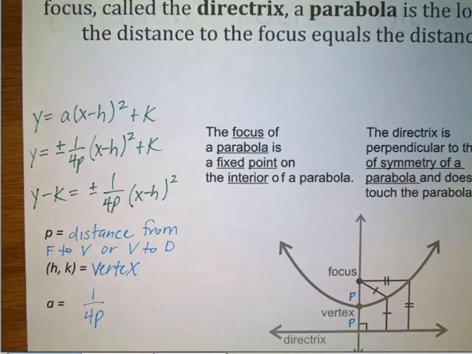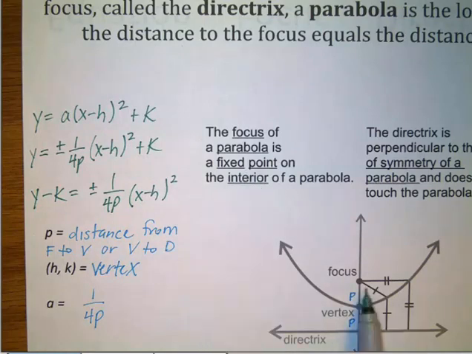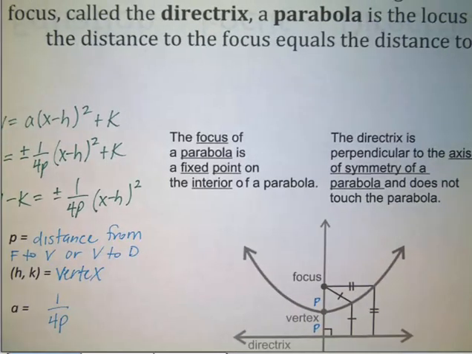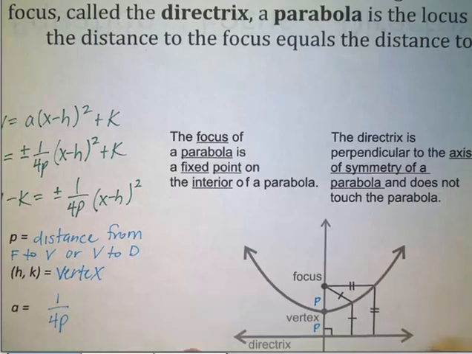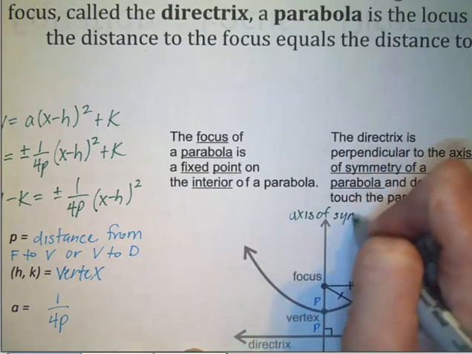We said the focus of a parabola is a fixed point. Fixed means it does not move. On the interior of a parabola, it's always going to be inside the parabola. Then we have the directrix, which is perpendicular to the axis of symmetry. Hopefully you remember the axis of symmetry. You're going to want to write this on here, the axis of symmetry.